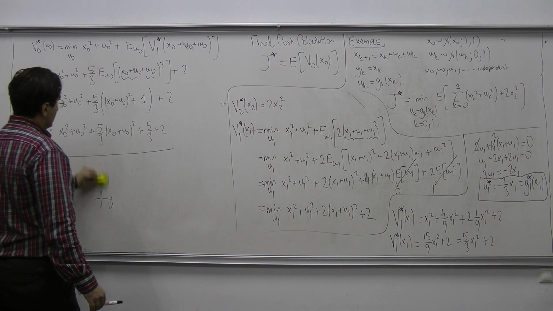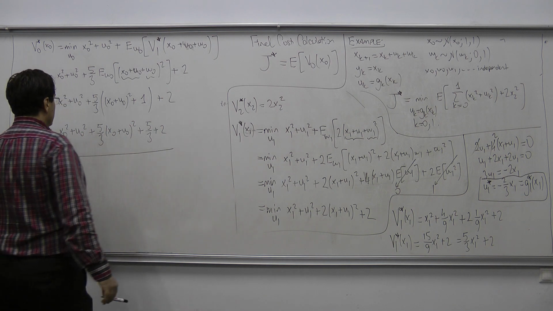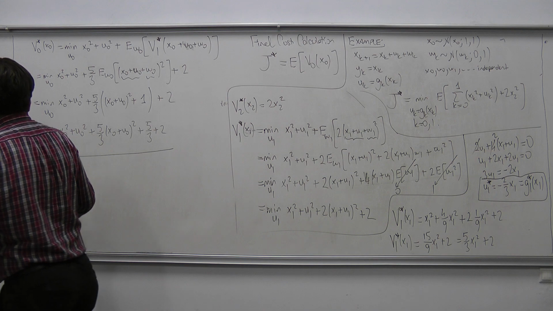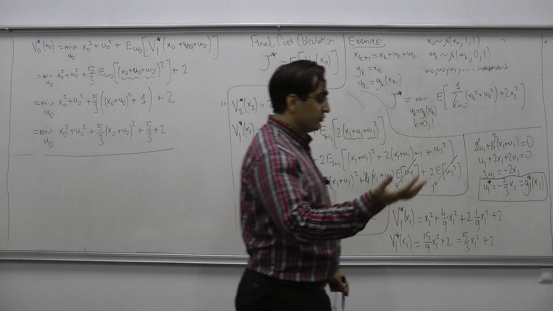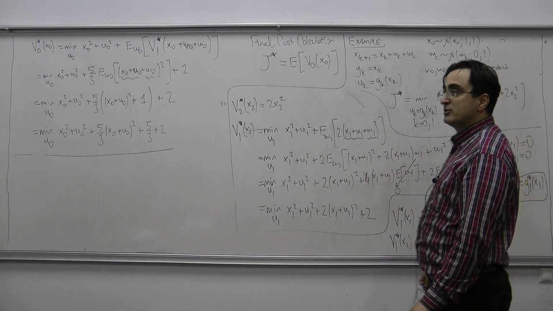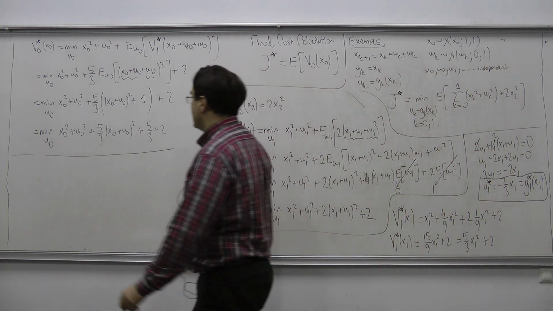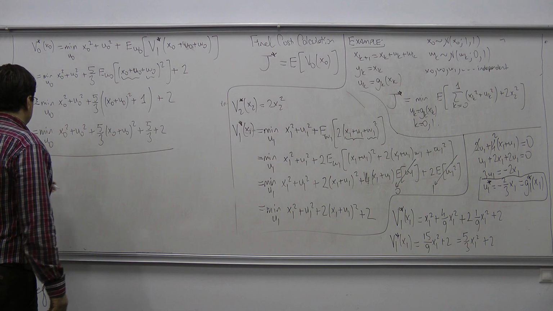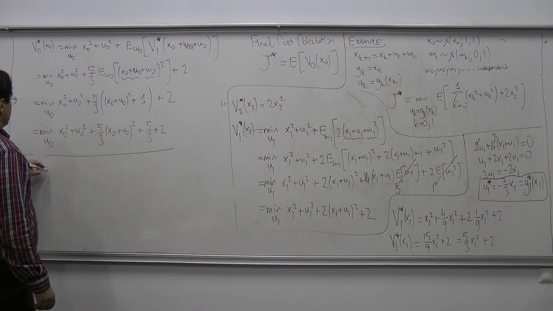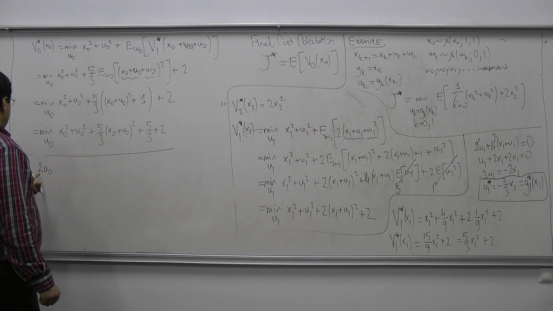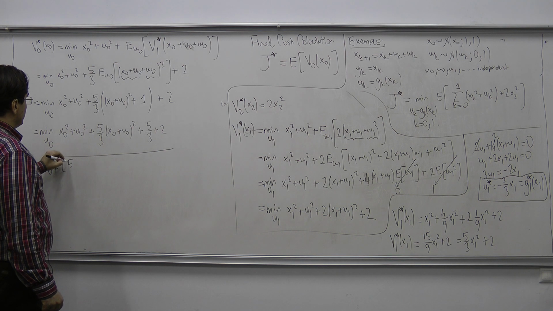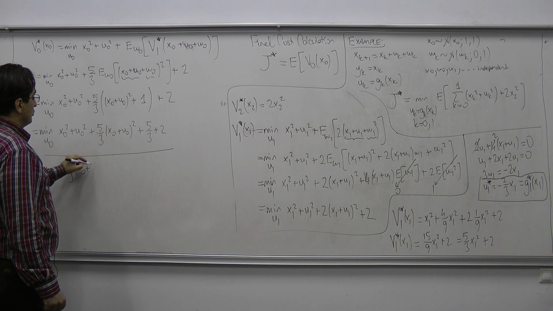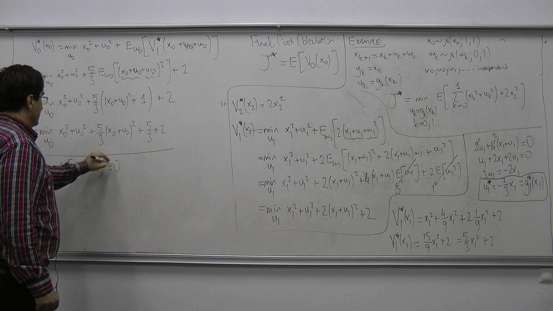But here we don't have any constraints on the input, so that is why I can take the derivative, equate the result to 0, and solve for the input, and that would be my optimal solution. All right? So in that case, if I take the derivative with respect to u0, I would have 2u0 plus 2 times 5/3 (x0 plus u0) is equal to 0.